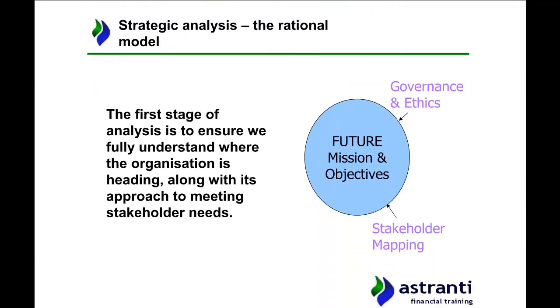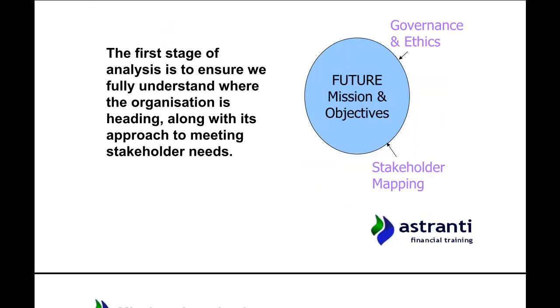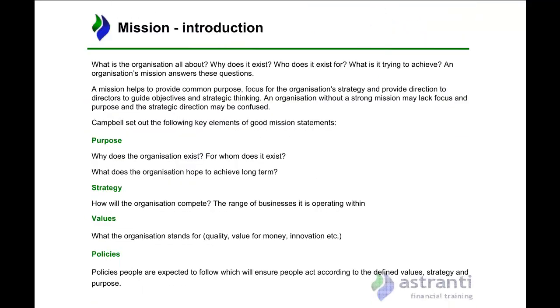So in the future, where do we see IC Optical? A few of the key things we'll use to assess this are governance, ethics, and the stakeholder mapping model. So let's begin, and we start by looking at mission statements. I've summarized it here by saying that a mission statement is: what is the organization about? What does it want to achieve? Who is it there for?